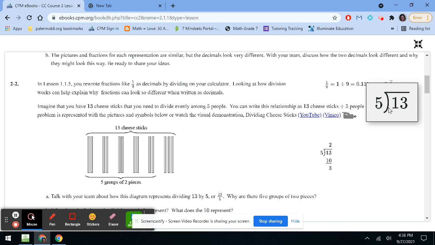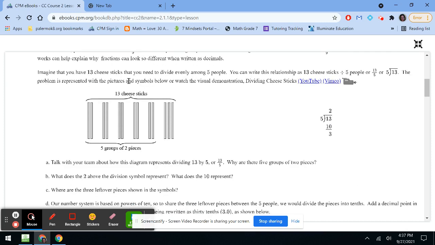I do want to point out right here, on the outside of our symbol is our divisor, or what we're dividing by. This is where my denominator will be, whereas this guy right here is my numerator. Some kids get confused as to which one goes where, but in this case, my denominator is on the outside of the symbol because that's what I'm dividing by. The problem is represented with the pictures and symbols below. We also could watch this video. However, I will let you peruse that as you choose later on.